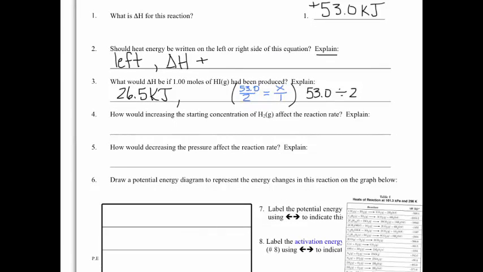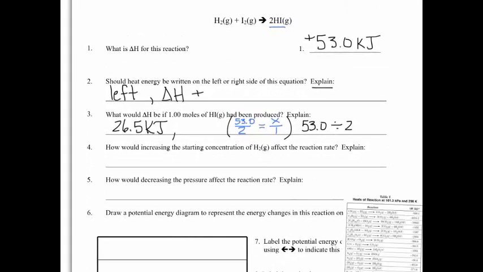Number 4, how would increasing the starting concentration of H2 affect the reaction rate? Well, if you increase your reactants, you're going to increase the rate of the reaction. So we're going to say it increases the rate. And your reason why would be, actually, and this is the reason why always, if you're increasing the rate, it's because you have in some way increased the collisions. Because it's those collisions that make the reaction happen.